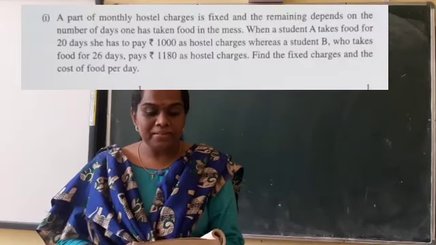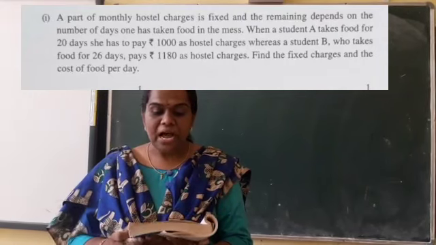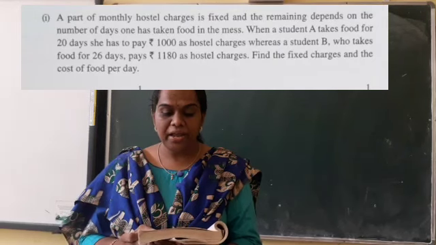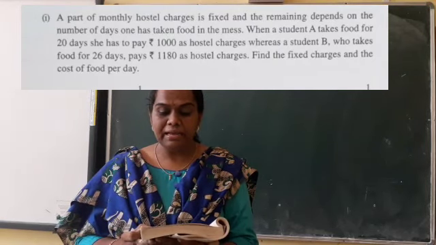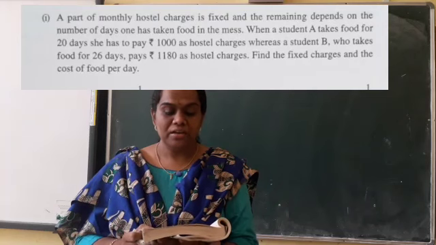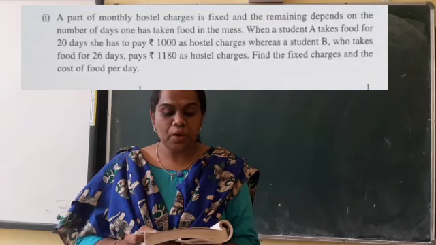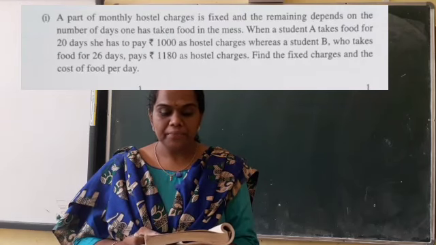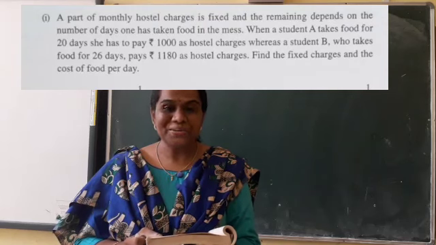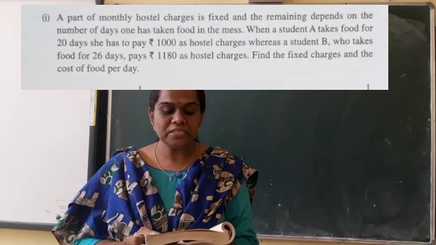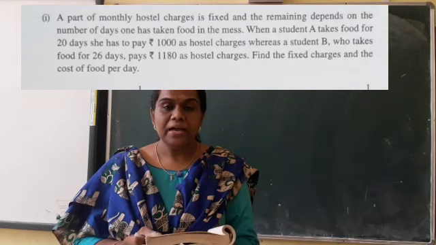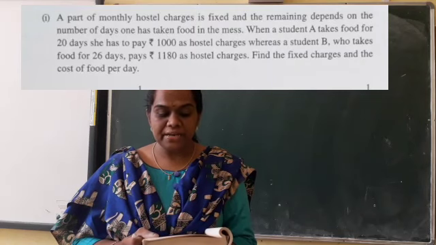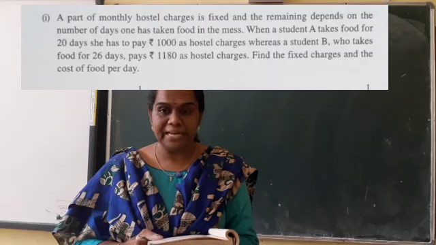A part of monthly hostel charge is fixed and the remaining depends on the number of days one has taken food in the mess. When a student A takes food for 20 days, she has to pay rupees 1000 as hostel charges, whereas a student B who takes food for 26 days pays rupees 1180 as hostel charges. Find the fixed charge and cost of food per day.